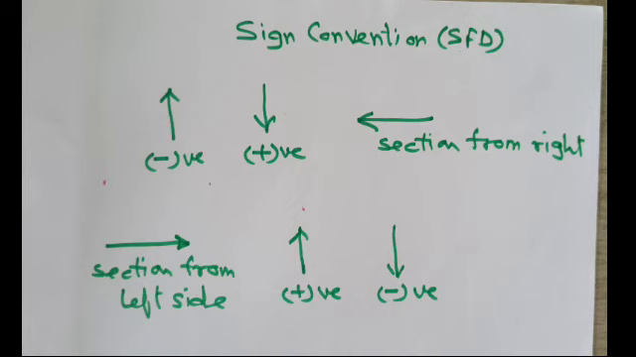Now, before drawing the SFD and BMD of the beams, you must know the sign convention. So, sign convention for SFD. Suppose we start taking sections from the right side, that is first section, second section, third section, likewise from the right side. In that case, downward forces are taken as positive and upward forces are taken as negative. Similarly, if we take section from the left side, then upward forces are taken as positive and downward forces are taken as negative.